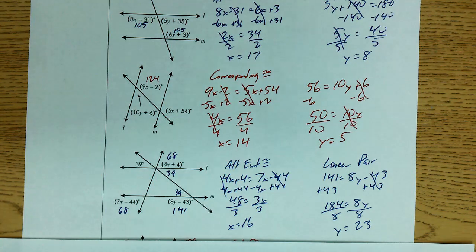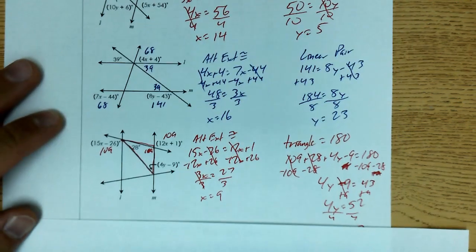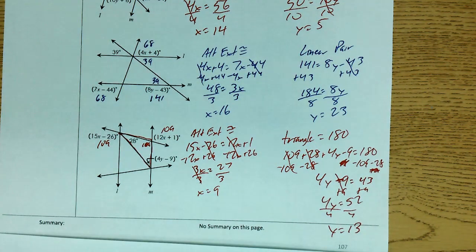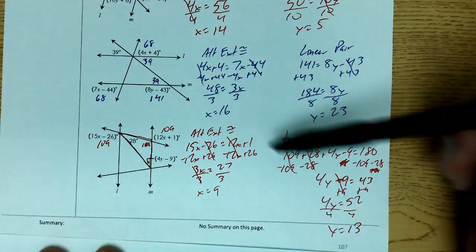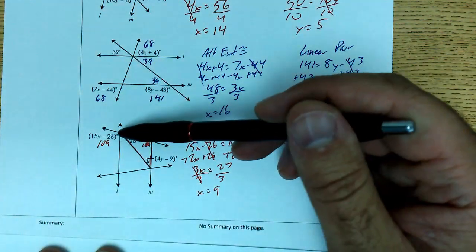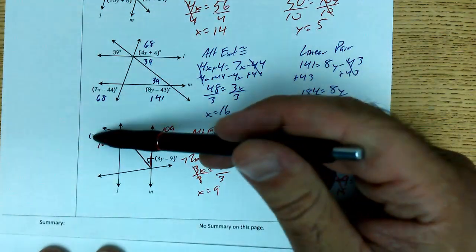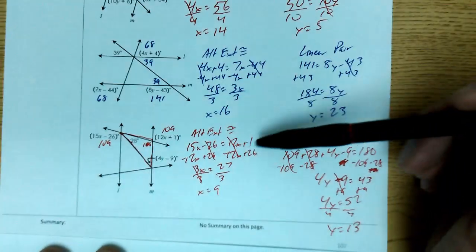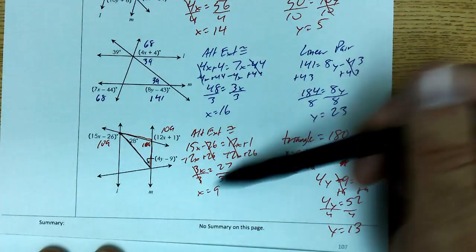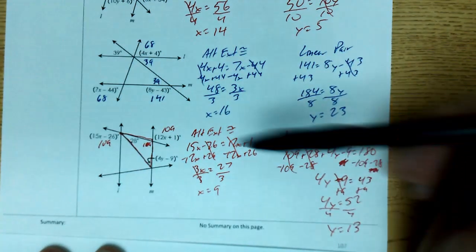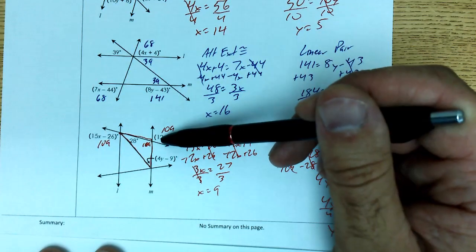How'd you do? Did you get that x was equal to 9 and y was equal to 13? This one was a little tricky again, because at the end, I'm going to show you that. But we had our two x's. Those were, again, alternate exteriors. 15x minus 26 was equal to 12x plus 1. Went and solved, got x was equal to 9, plugged it back in for both of them.